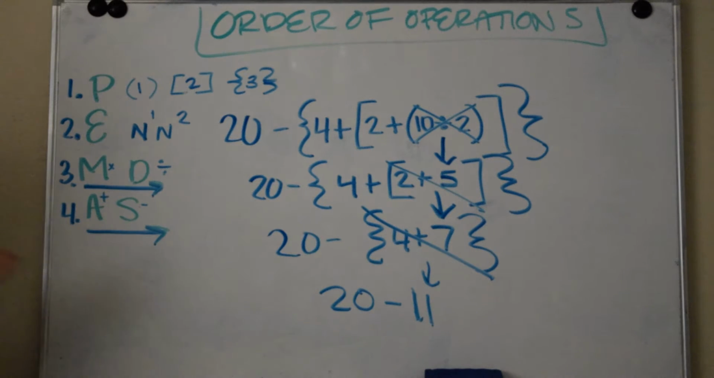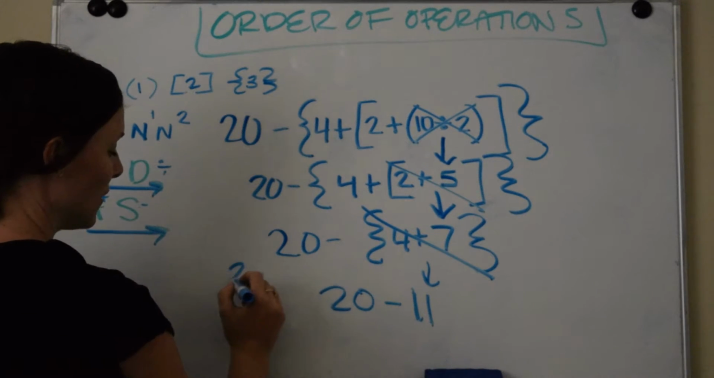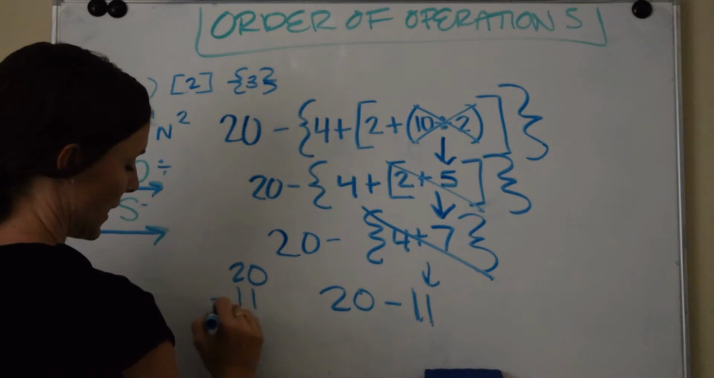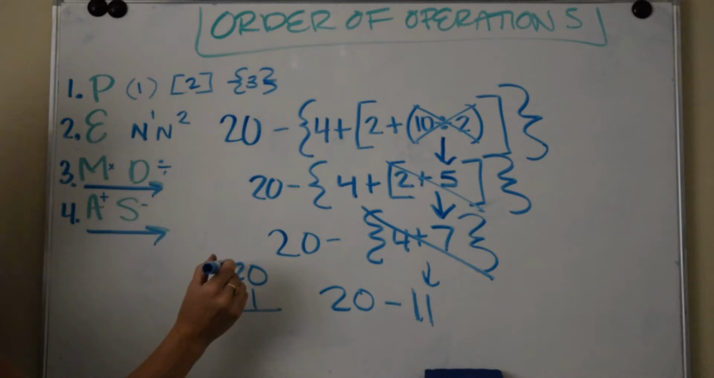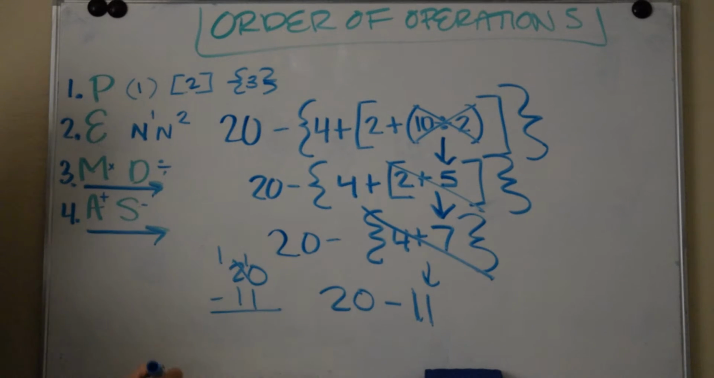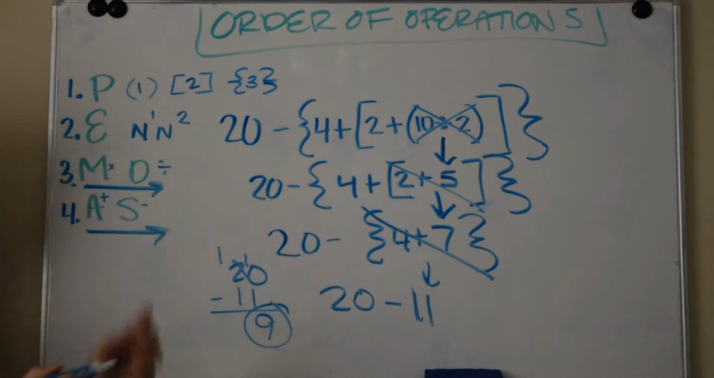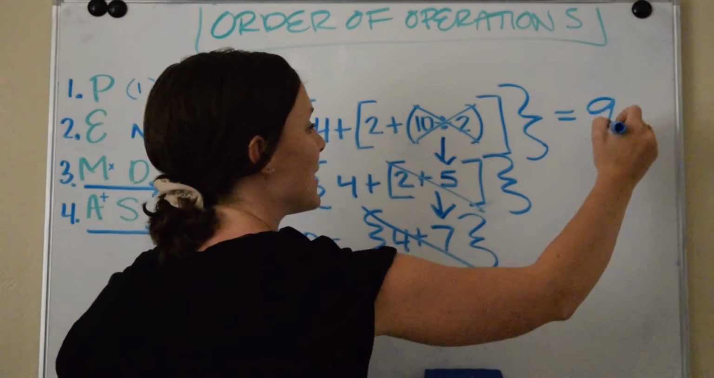Now I can just solve 20 minus 11, right? And if you need to, you can go ahead and stack it. Okay, so I need to borrow from the 2. 10 minus 1 is 9, and 1 minus 1 is 0. So our answer to this original problem is 9.